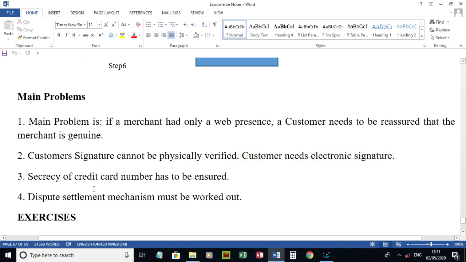Secrecy of credit card numbers has to be ensured. If you are going to do business online, then the secrecy of the customer's credit card must be assured. Escrow organizations scan the debit or credit card of the customer, and then the supplier delivers the products.